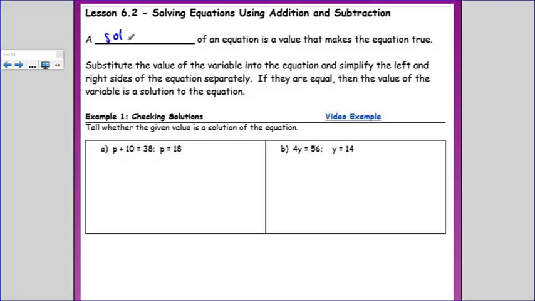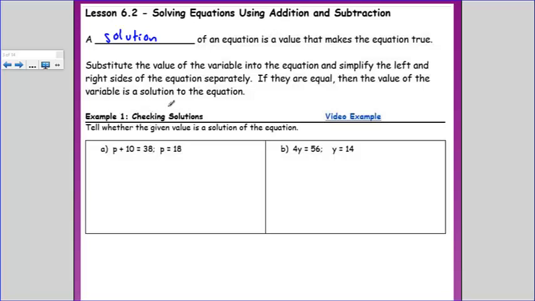A solution of an equation is a value that makes the equation true, which means for the first time we're going to be figuring out what the actual variable is. Substitute the value of the variable into the equation. You can simplify the left and the right side separately. If they're equal, then the value of the variable is a solution to the equation. So basically, that's fancy words for if you fill in a spot for the variable, if both sides are equal, then that must have been correct.